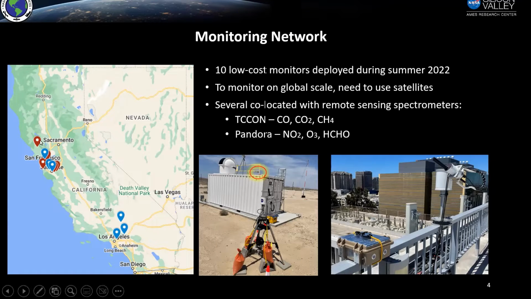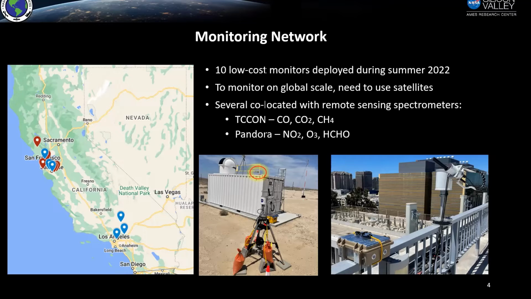So I do want to recognize the 2 different color points that we have on this map. So each of the blue ones are co-located with other instruments, most of them spectrometers we can use for remote sensing. So if you're not familiar, think of it as an upside down satellite, that helps us to look at a wider grid there.